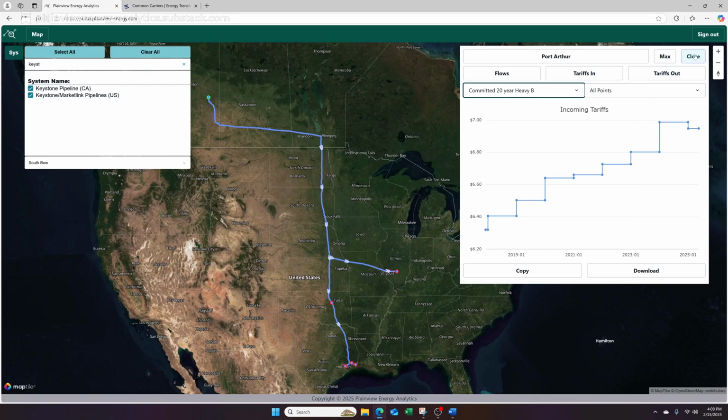They do have rates into Patoka. I think they're a little bit more expensive than Enbridge. So we're talking about a little over $5 for that.